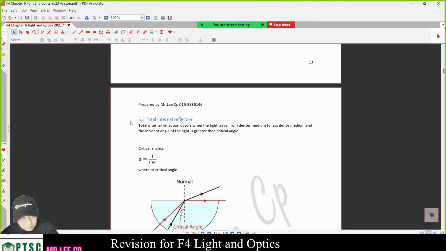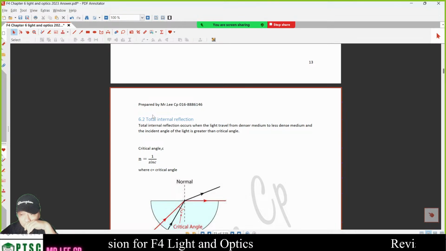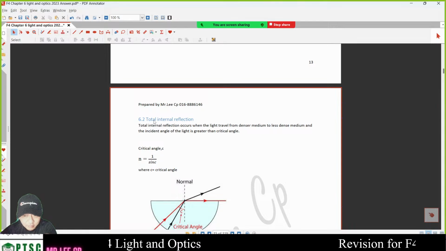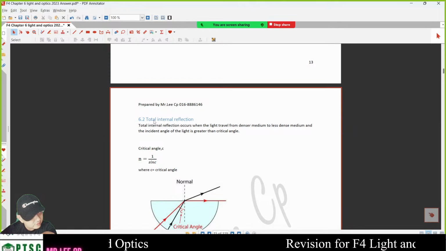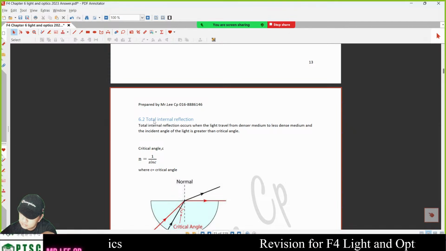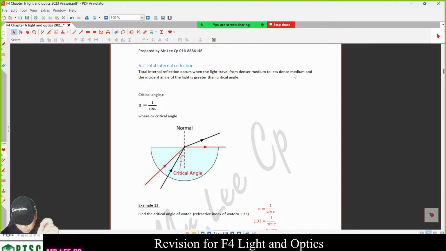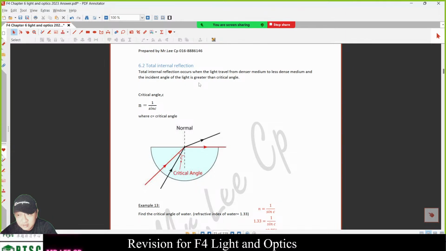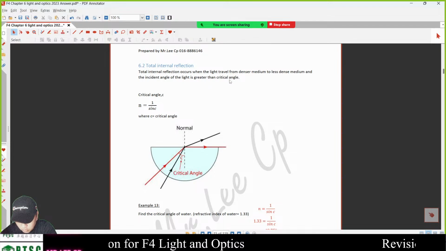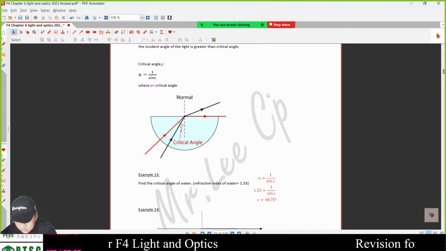Now the second one, the thing that we need to do is total internal reflection. Total internal reflection, which is very, very important. Last year practical, it is total internal reflection, isn't it? Total internal reflection occurs when the light travels from denser medium to lesser medium, the first one that you need to remember, and it is more than critical angle. These are the two conditions that you must know: more than critical angle and denser to lesser.